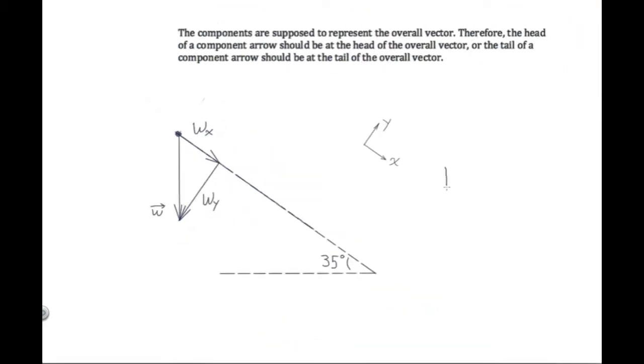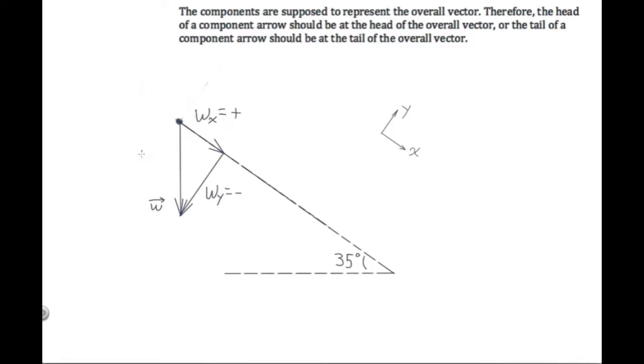Remember, you need to resist the temptation to draw the right triangle like this. We don't want to draw a right triangle with horizontal and vertical legs because the legs are supposed to be parallel to our axes, and our axes are not horizontal and vertical for this problem. Now we should figure out the signs on these components before we figure out the magnitudes. Wx is pointing in our positive x direction, and Wy is pointing in our negative y direction.